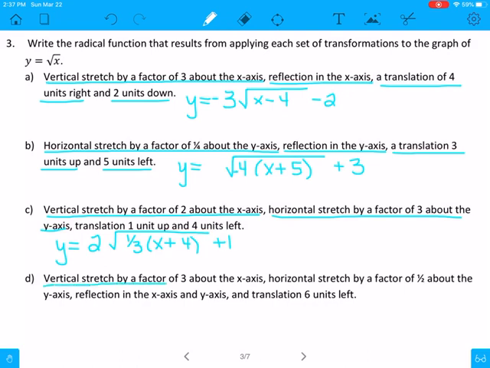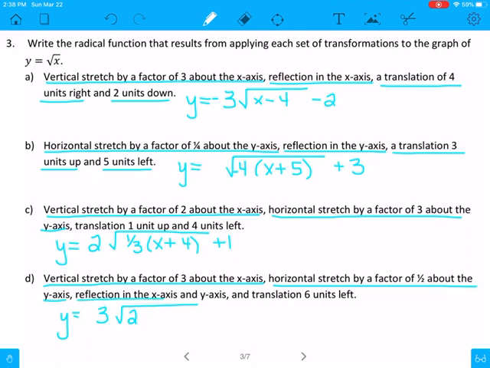And then the last one, vertical stretch by a factor of 3 about the x-axis. Vertical stretches never change, so I'm going to have a 3. Horizontal stretch by a half about the y-axis. Look at how good I am at underlining. I'm so impressed with myself. Okay, so horizontal stretch by a factor of a half. So I'm going to get a 2 because it always flips.